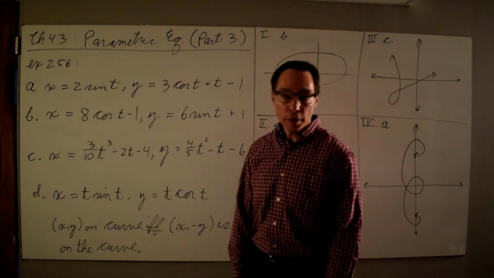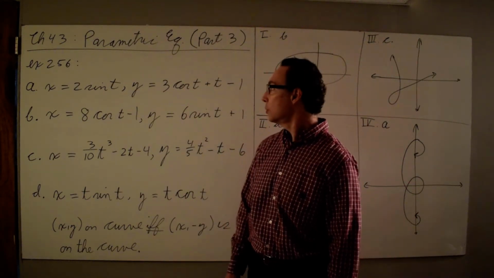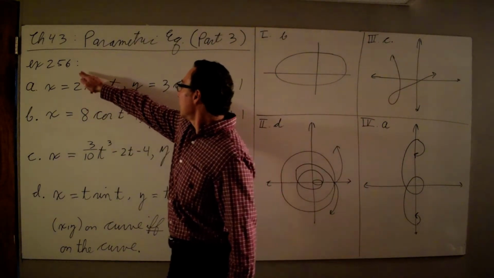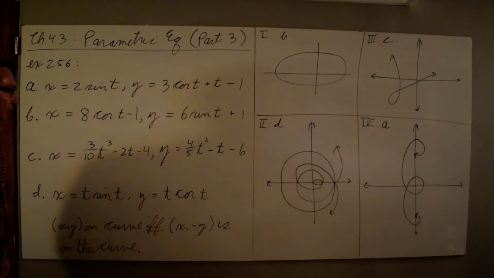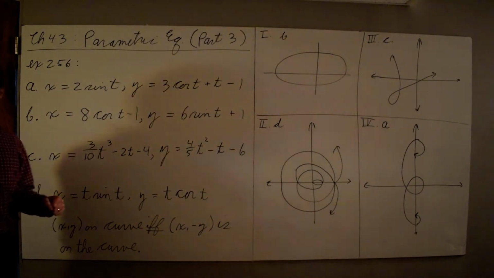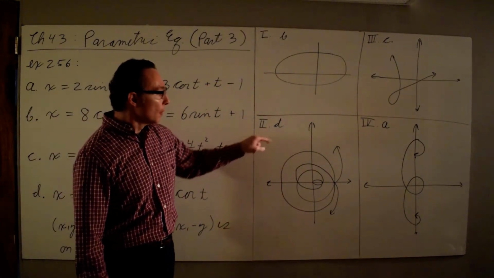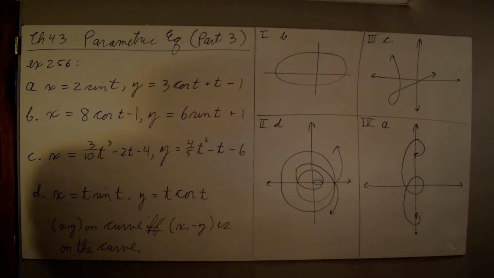This is part 3 of the video on chapter 43, parametric equations. And we're going to look at example 256. In example 256, we're given 4 sets of parametric equations and we're given 4 graphs. And we want to match the equations with the graphs.